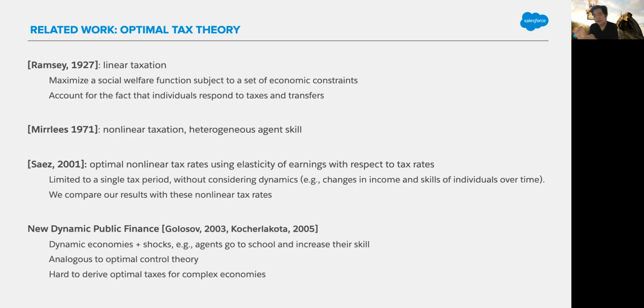And just on a point of having dynamic skills, there is this work called dynamic public finance, where people have tried to apply a control theoretic analysis to the idea of a dynamic economy, where, for instance, people might go to school and increase their skill and so on. But it remains very hard to explicitly solve these optimization problems, quite in a similar fashion as reinforcement learning. It's often very hard to derive the optimal policy in a mathematically exact closed form.